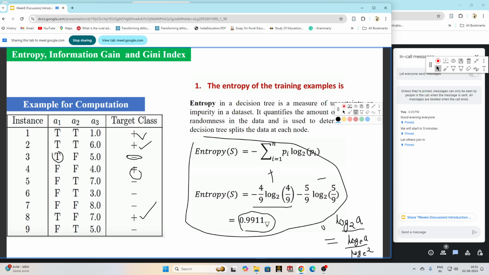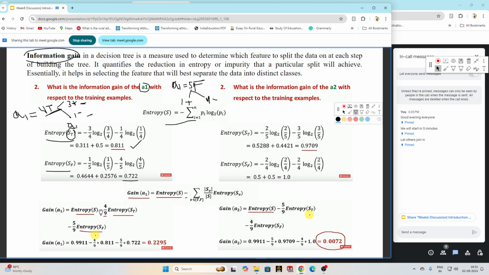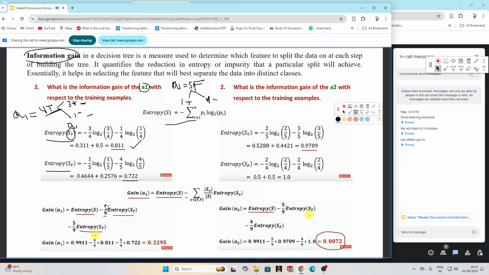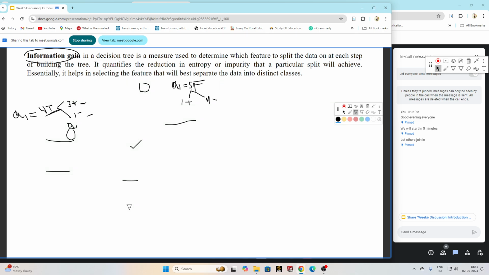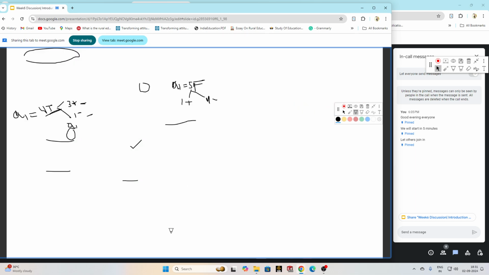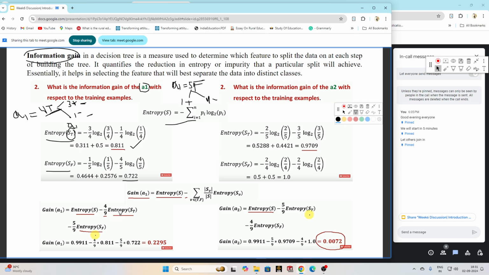That is minus 0.911. Now how will we find the cross entropy? For the true example, we have to take the weighted thing here. So minus 4 by 9. What is this 4 by 9? In a1 we have 4 true examples, right? We have 1, 2, 3, 4 true examples and 5 negative examples. So that is why minus 4 by 9 entropy of this true set in a1, and minus 5 by 9. Why minus 5 by 9? Because we have 5 false examples, that is why minus 5 by 9 entropy of the false example.